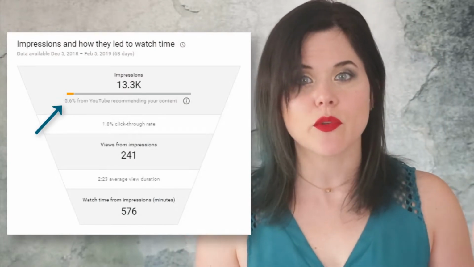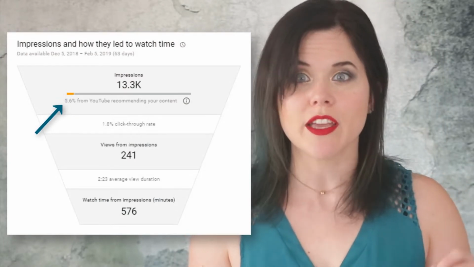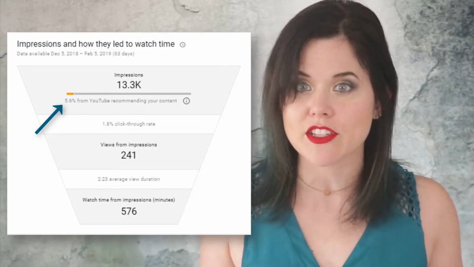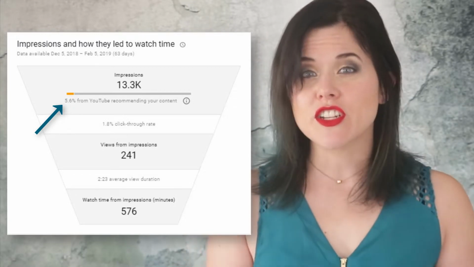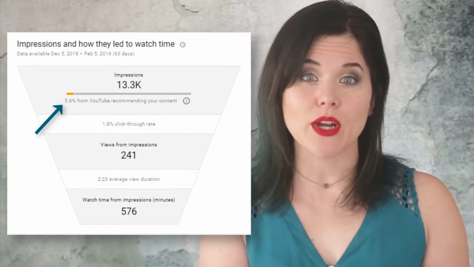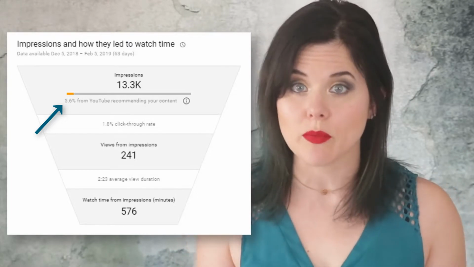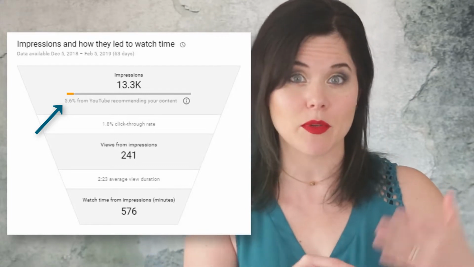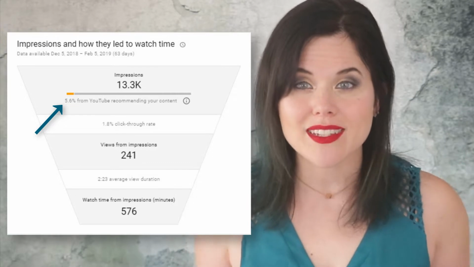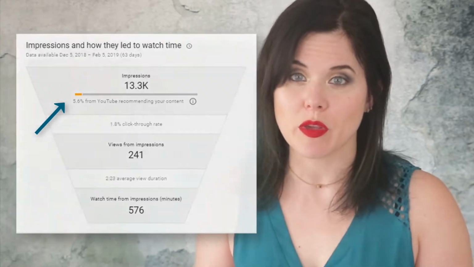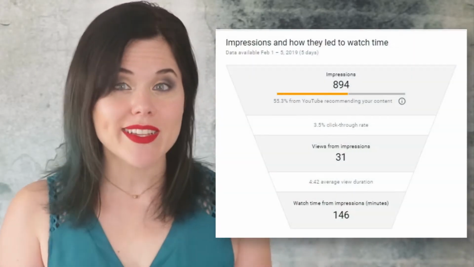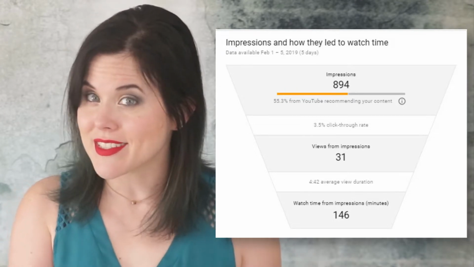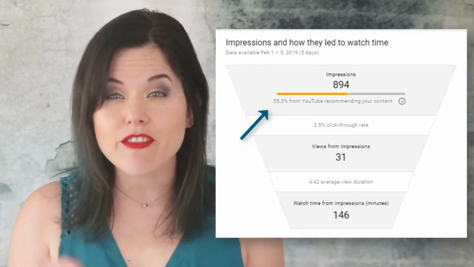Now, this is also a great graphic that shows the difference. The higher percentage of impressions that comes from YouTube, the better. It's basically saying how much YouTube likes your stuff and how much they're showing it to people. The first video is only at 5.6% of impressions came from YouTube showing it to people. That's really, really low. That means out of all the impressions that our video received, impressions being someone saw the thumbnail or the title, only 5.6% of that came from YouTube showing the video to people. Now compare that to a recent video that we made following all 6 of these changes, and that is up to 55.3%.